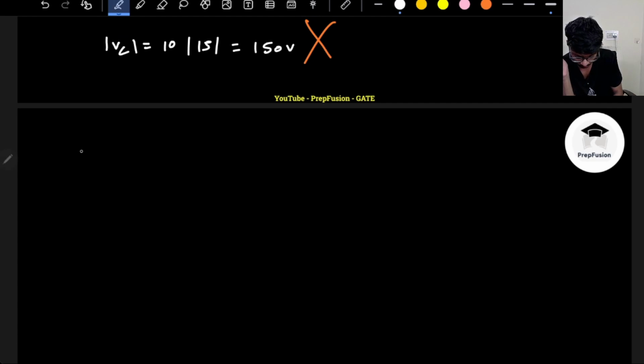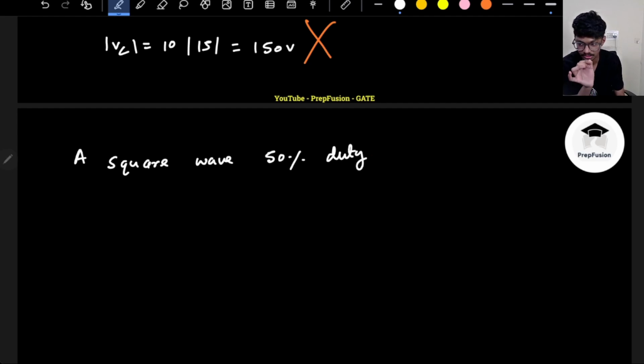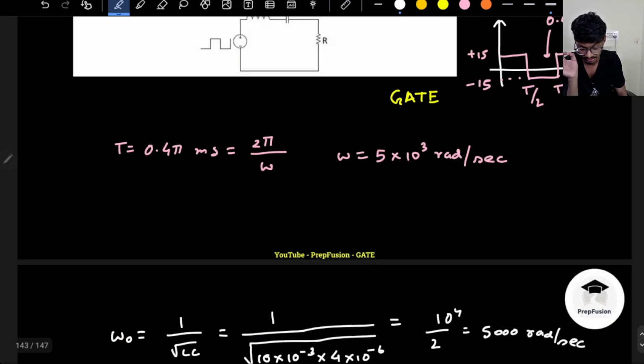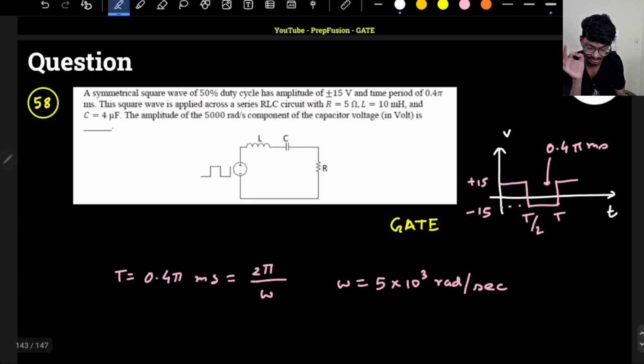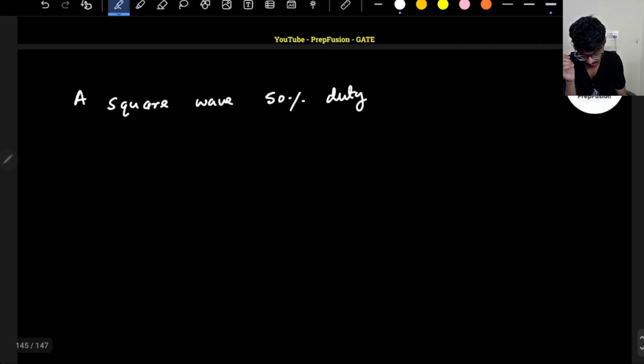So a square wave with 50% duty cycle. Just trust me, you will study this in signals. You have to trust me right now. And your signals educator will not teach this question, because obviously it is not totally signals, but you will need the signals concept here. So this was a very good question, and this is a GATE PYQ. This is not even any random question, right? So yeah, just be careful regarding that.